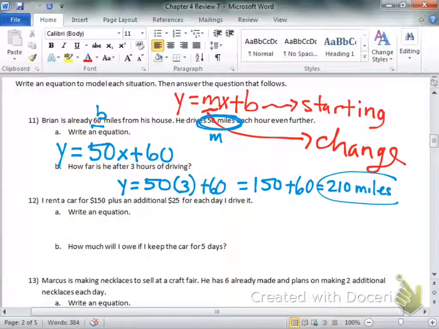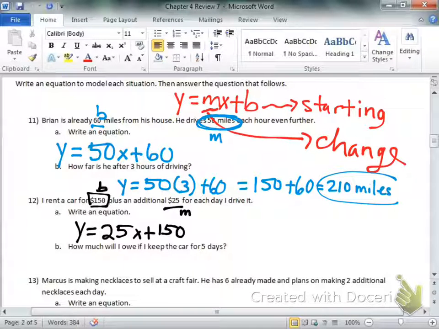Number 12 is all about renting a car. I rent a car for $150 plus an additional $25 each day that I drive it. So what's the starting number? 150, that's how much you're going to pay no matter how many days you drive it. You start by paying 150. And then 25, that's how much the total is going to change each day that you drive it. So this is going to be y equals 25x plus 150. x is going to be the number of days that you have the car, and then y is almost always the total.